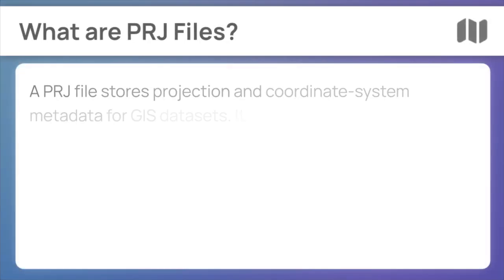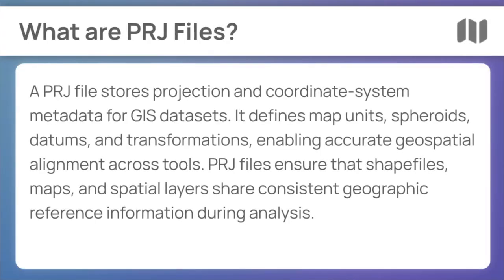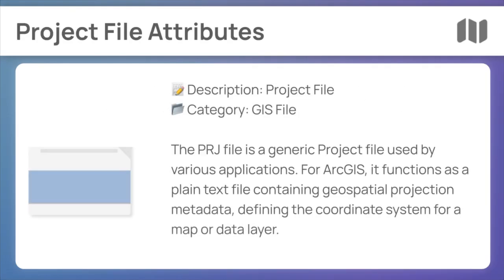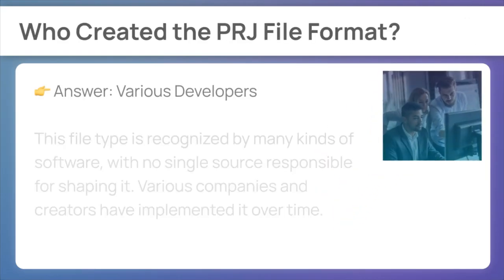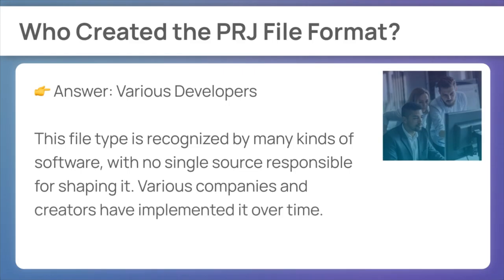We can trace the origins of the PRJ extension back to the GIS file specification. It conforms to the established project file protocol. The PRJ file is a generic project file used by various applications. For ArcGIS, it functions as a plain text file containing geospatial projection metadata, defining the coordinate system for a map or data layer. Developed by ESRI, the format is structural and contains projection syntax, e.g., WKT or PRJ format. The file's integrity relies on adherence to the geospatial coordinate system definition. It is only useful when placed alongside the data file it describes, e.g., a shapefile.